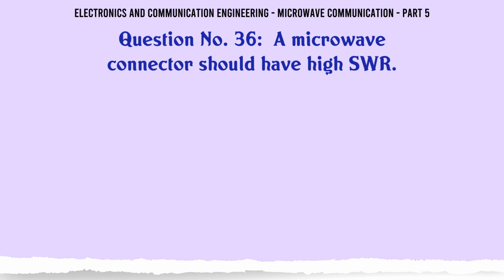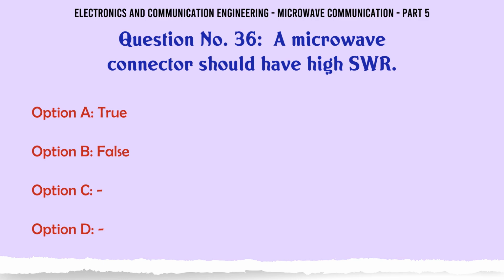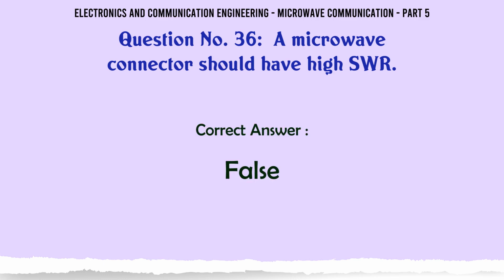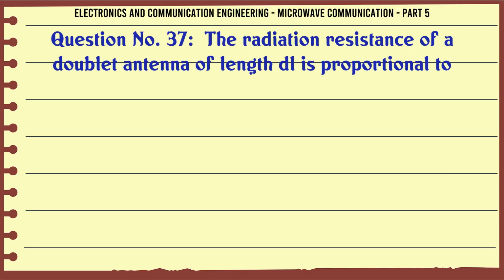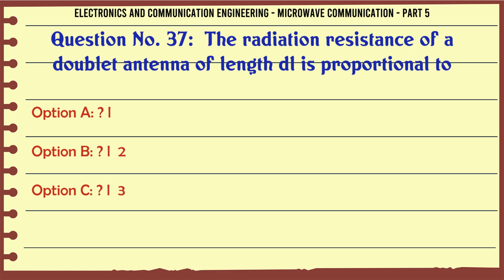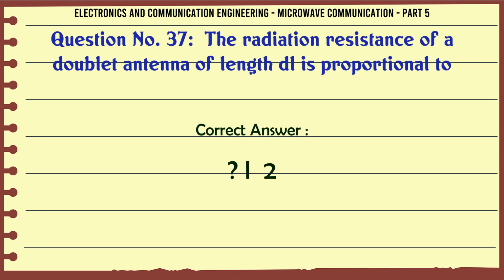A microwave connector should have high SWR. A. true, B. false. The correct answer is false. The radiation resistance of a doublet antenna of length L is proportional to A. L, B. L², C. L³, D. L^0.5. The correct answer is L².